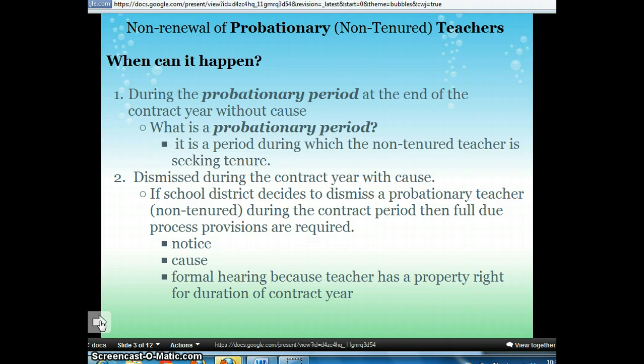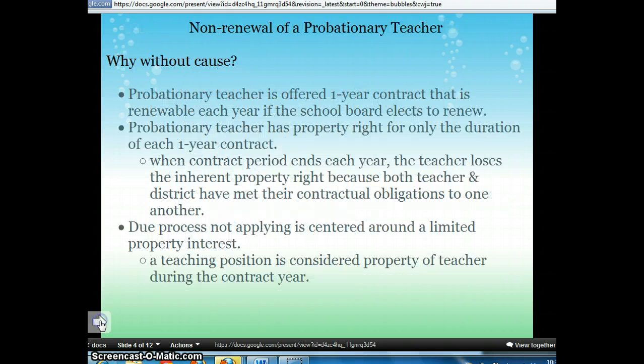cause. If a school district decides to dismiss a probationary teacher during the contract period, then full due process provisions are required. And that is notice, cause, and a formal hearing because the teacher has a property right for the duration of the contract year.